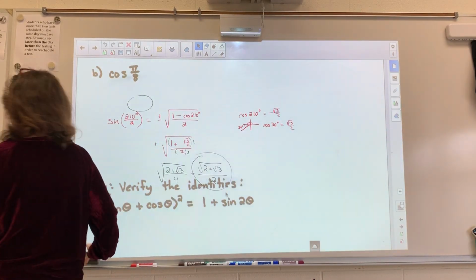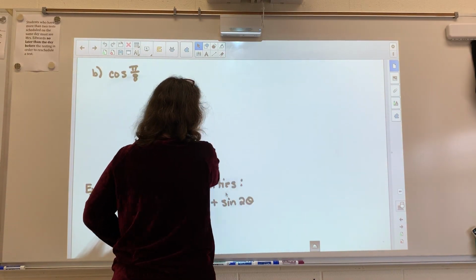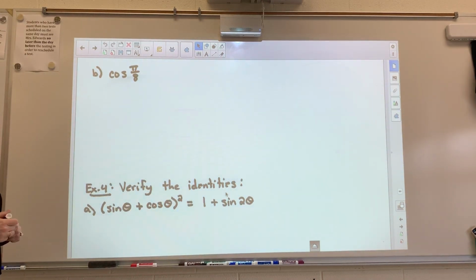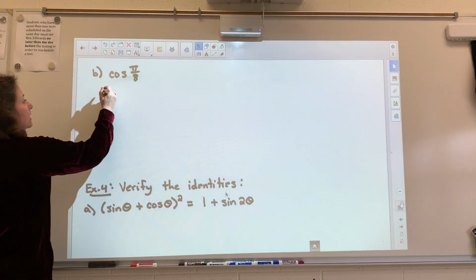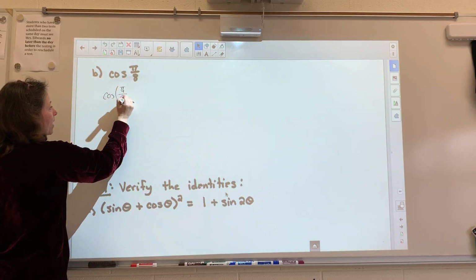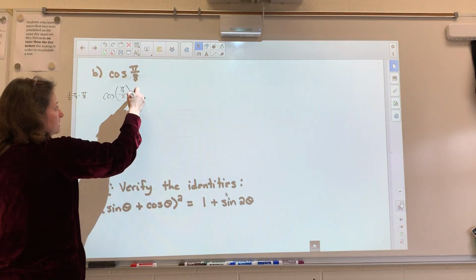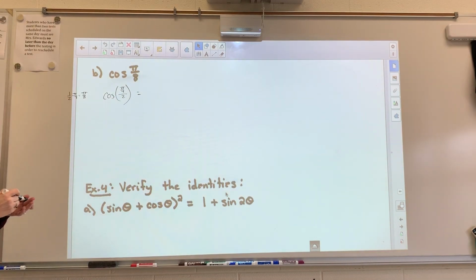Cosine of pi over 8. So we need to decide, what am I taking half of? What am I dividing by 2? It's a half angle. What am I taking half of to make pi over 8? I am dividing pi over 4 by 2. Half of, you do 1/2 of pi over 4, that gives me pi over 8. So I'm using pi over 4 divided by 2.